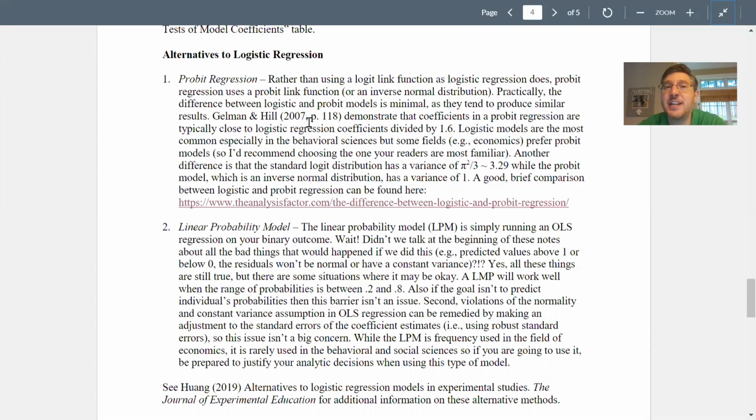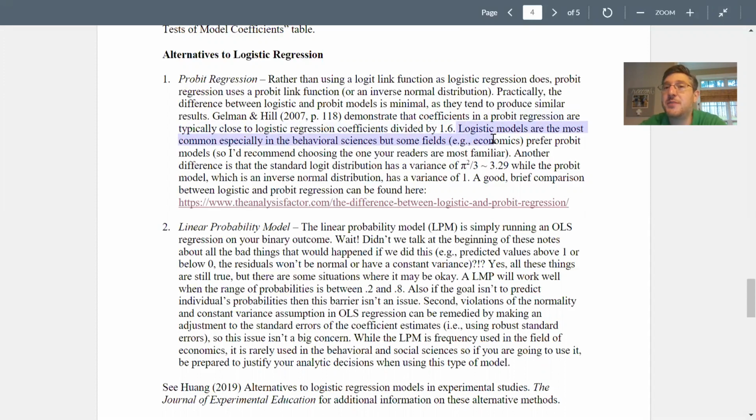You can see Gelman and Hill here demonstrate that you can convert back and forth between their coefficients by just dividing by 1.6. So if you divide the logistic regression coefficient by 1.6, you'll get the probit regression coefficient.